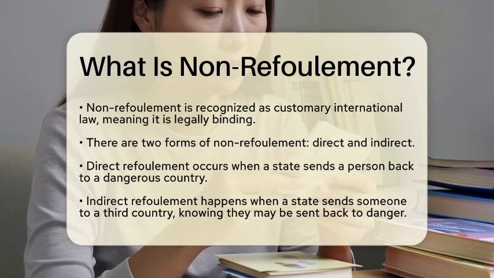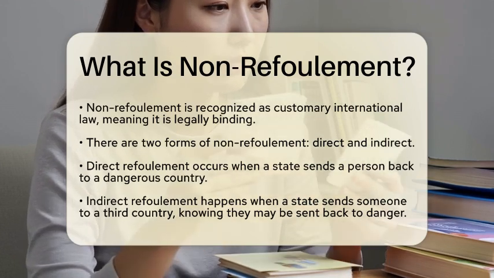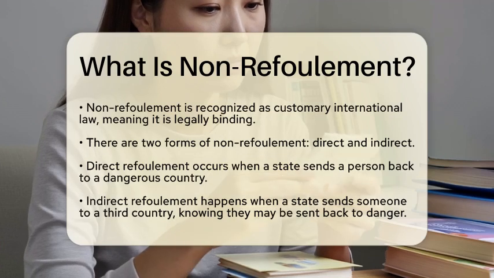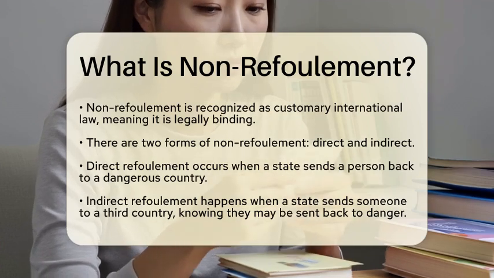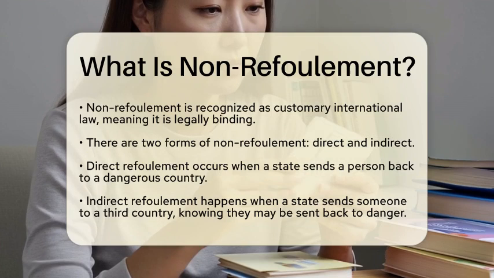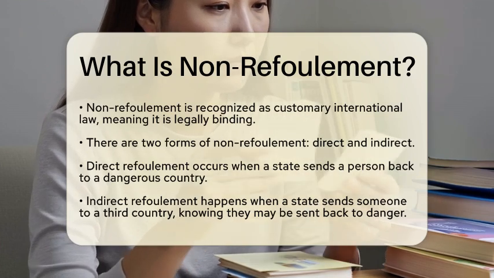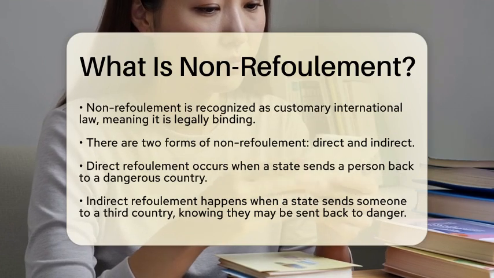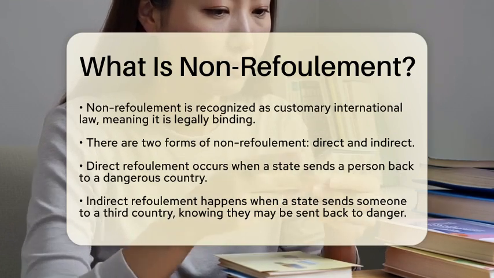There are two main forms of non-refoulement. The first is direct refoulement, where a state sends a person back to a country where they face danger. The second is indirect refoulement, which occurs when a state sends someone to a third country, knowing that they may be sent back to a dangerous place from there.